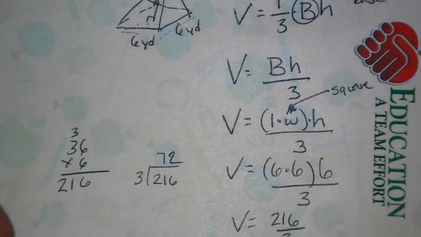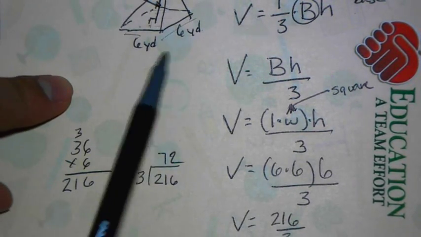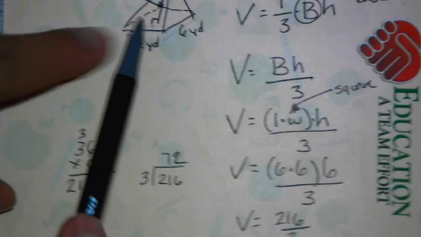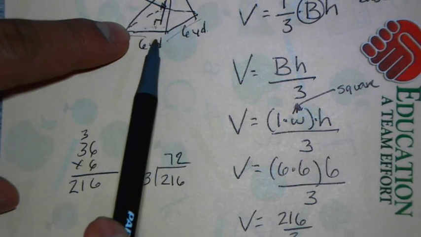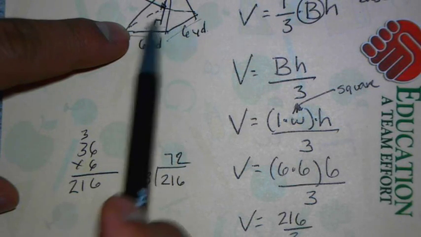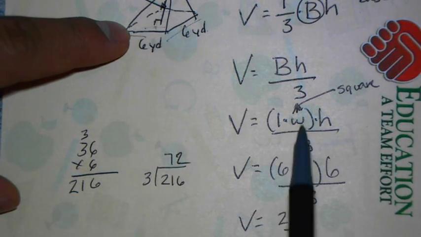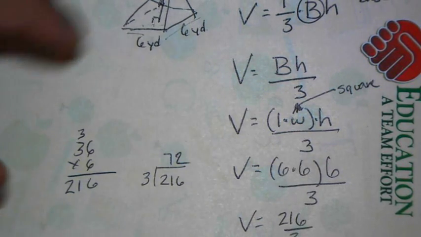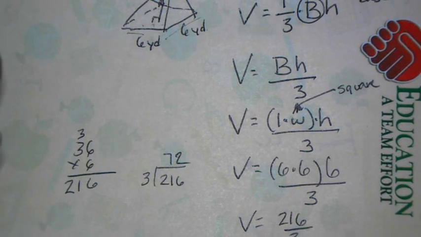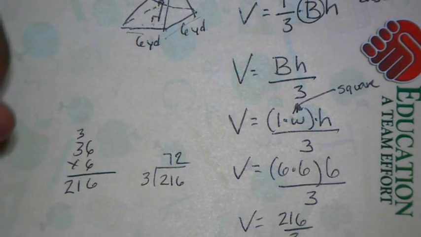Again, I hope this video helps you. You can apply the same process to any shape that is a pyramid. Now, obviously, if the shape of the base is a triangle, this right here would change into the formula of a triangle. So I hope this video helps, and if it doesn't, go ahead and let me know, and I can help you out.